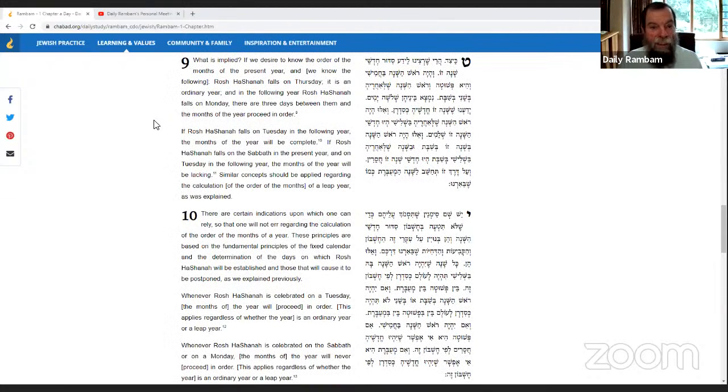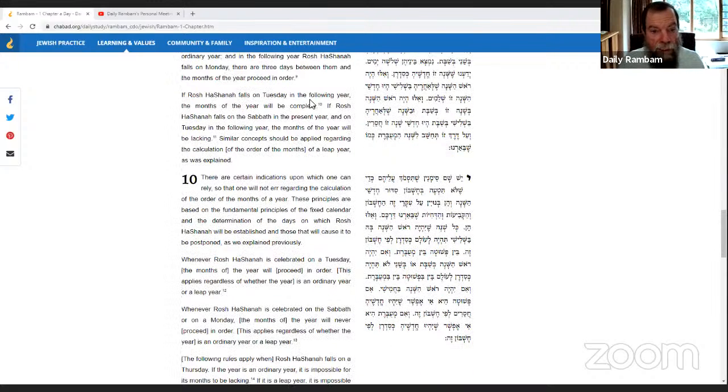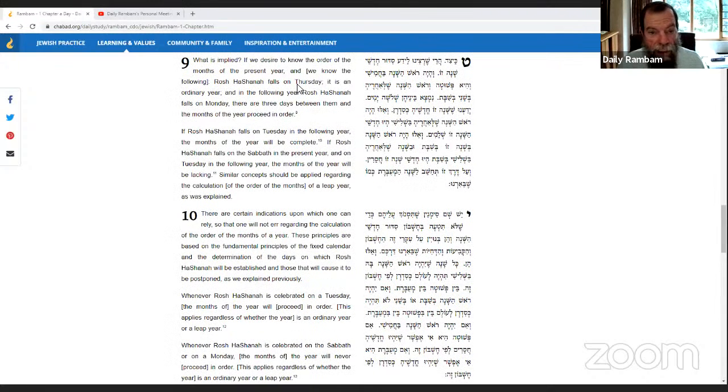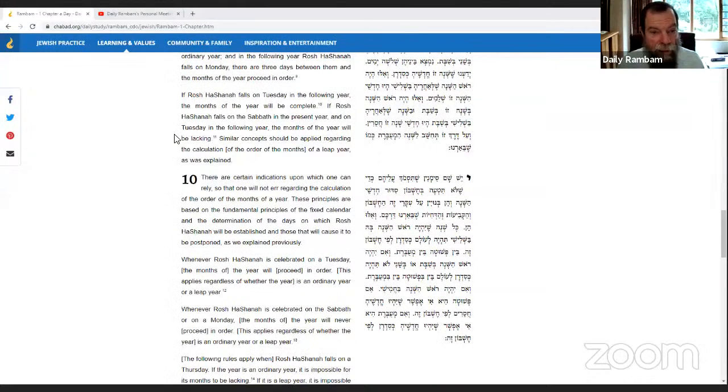Number 9, what is implied? If we desire to know the order of the months of the present year, we know the following: Rosh Hashanah falls on Thursday. It is an ordinary year, and the following Rosh Hashanah falls on Monday. So how many days between Thursday and Monday? Friday, Shabbos, and Sunday. So you have a total of 3 days between the days when Rosh Hashanah falls in the 2 consecutive years. And then the months of the year proceed in order, meaning full, lacking, full, lacking. If Rosh Hashanah falls on Tuesday in the following year, so it fell on Thursday this year and Tuesday next year, the months of the year will be complete.